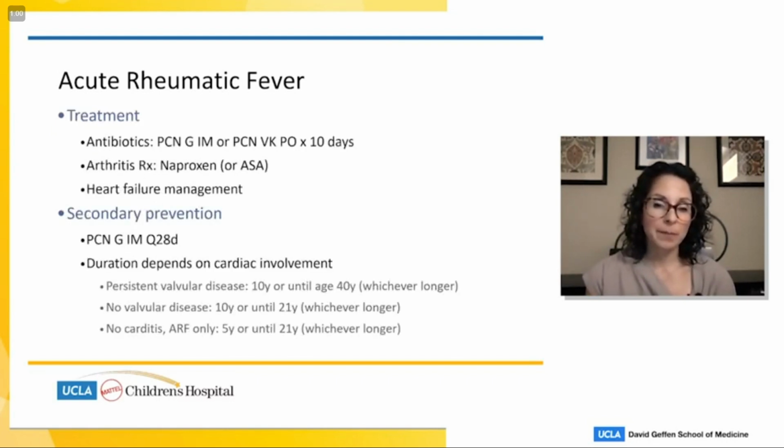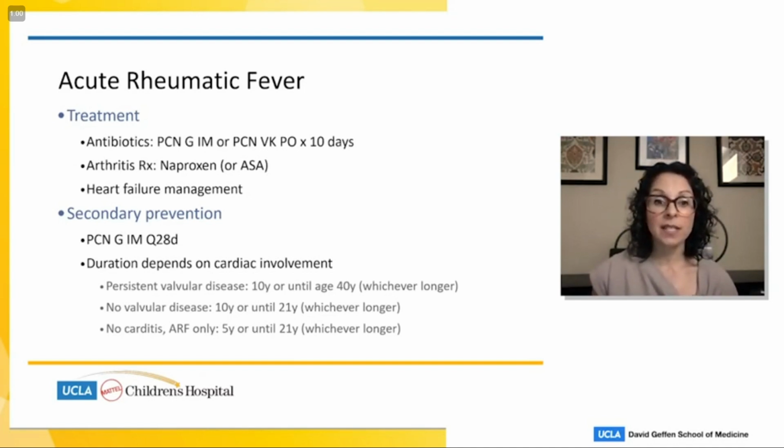What's the treatment? It's still penicillin, intramuscular or oral. If there is a lot of arthritis symptoms, you can give naproxen. And if they have progressed to heart failure, then we're involving our cardiology colleagues to help us with management.